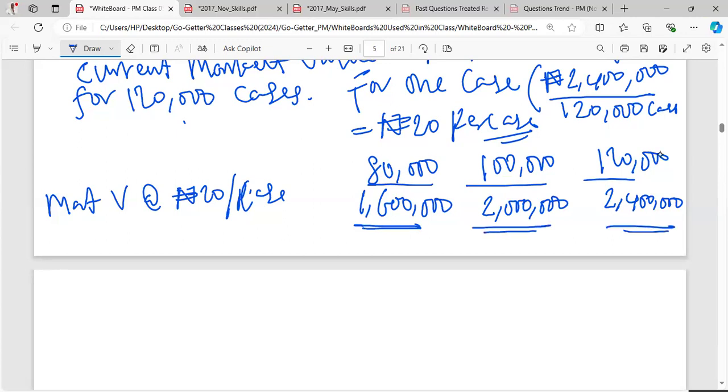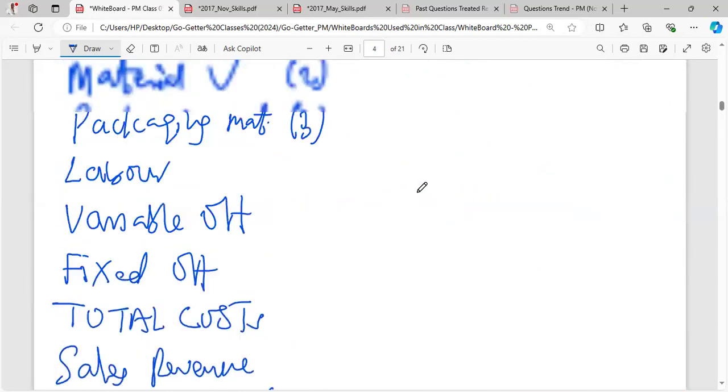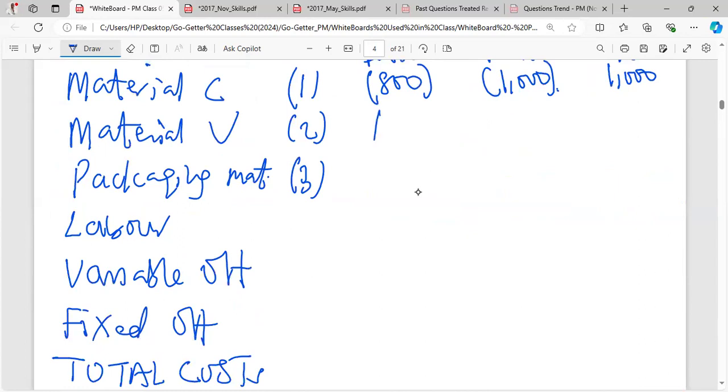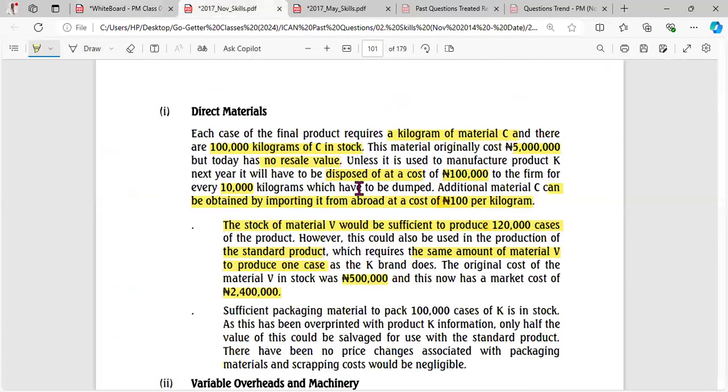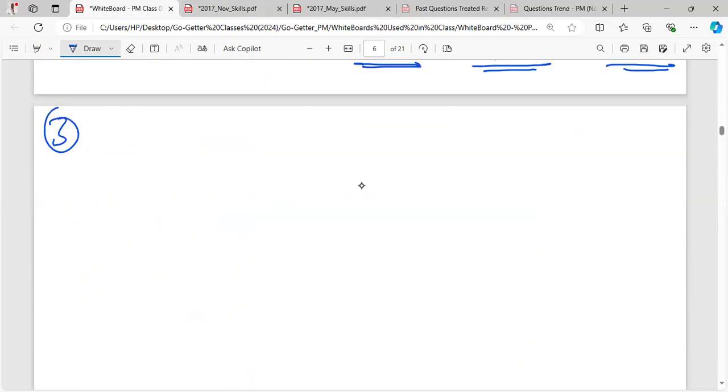So we'll take it up: 1.6 million, 2 million, 2.4 million. So we'll say this is 1,600, 2,000, 2,400. Of course, 3 zeros up there. Now we have packaging material. Let's go down and write packaging material as workings number 3. Workings number 3 is packaging materials.